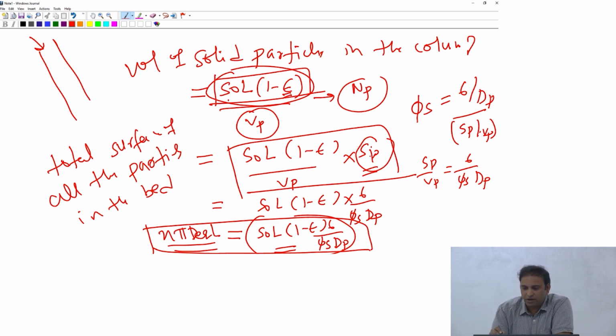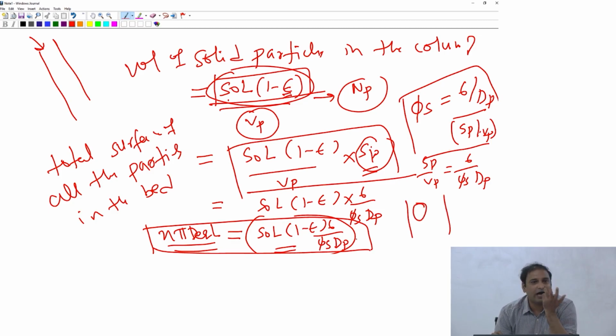This Sp by Vp is a characteristic of the particle that we are using. And dp is basically the diameter of the particle. If I were working with spherical particles with diameter dp, that's the dp here, the diameter of the particle that makes up the column.